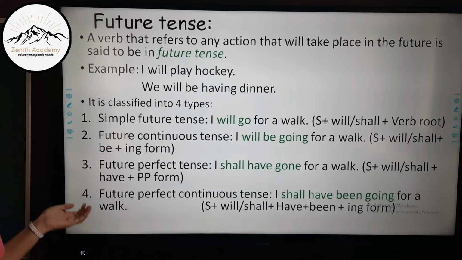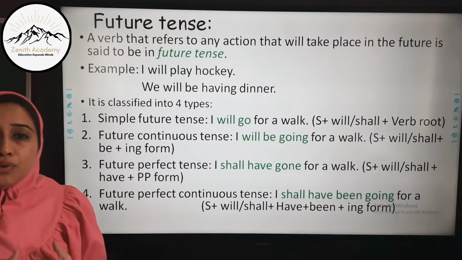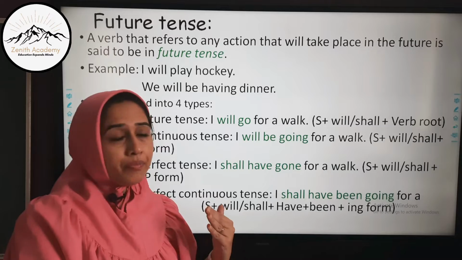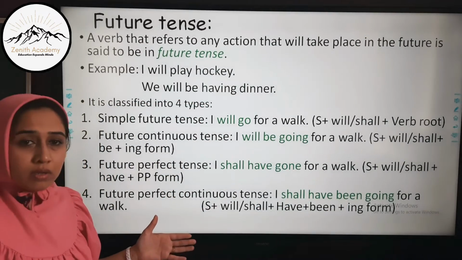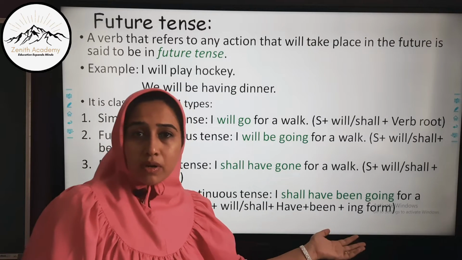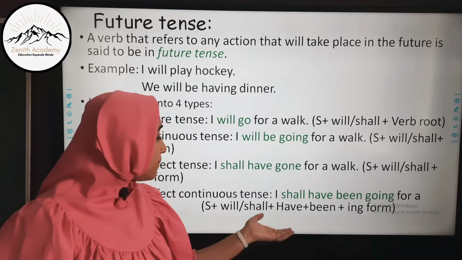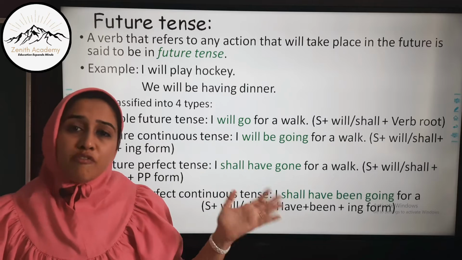The last is future perfect continuous tense. Now here we are showing that something is continuously happening in the future. I shall have been going for a walk. Here also have been and the ing form of the verb is used, similar to the past and present tense, but will and shall convey that we are talking about something in the future.